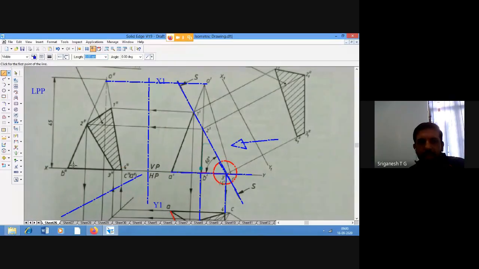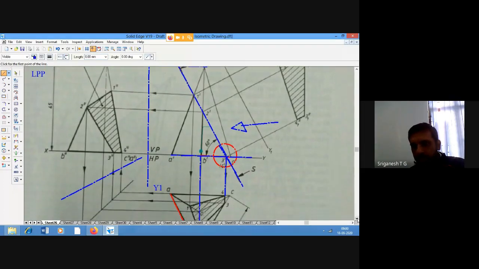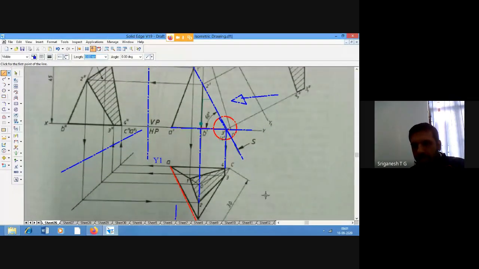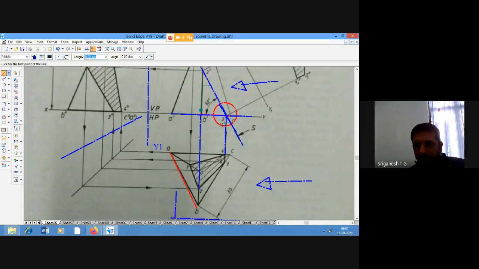Okay, so we'll get by looking in from here, that means we are looking in this direction. Which are the edges that we can see? We can see B, C and O, right? A is going to be behind. So A dash, A double dash will be on the backside. It is going to be hidden.